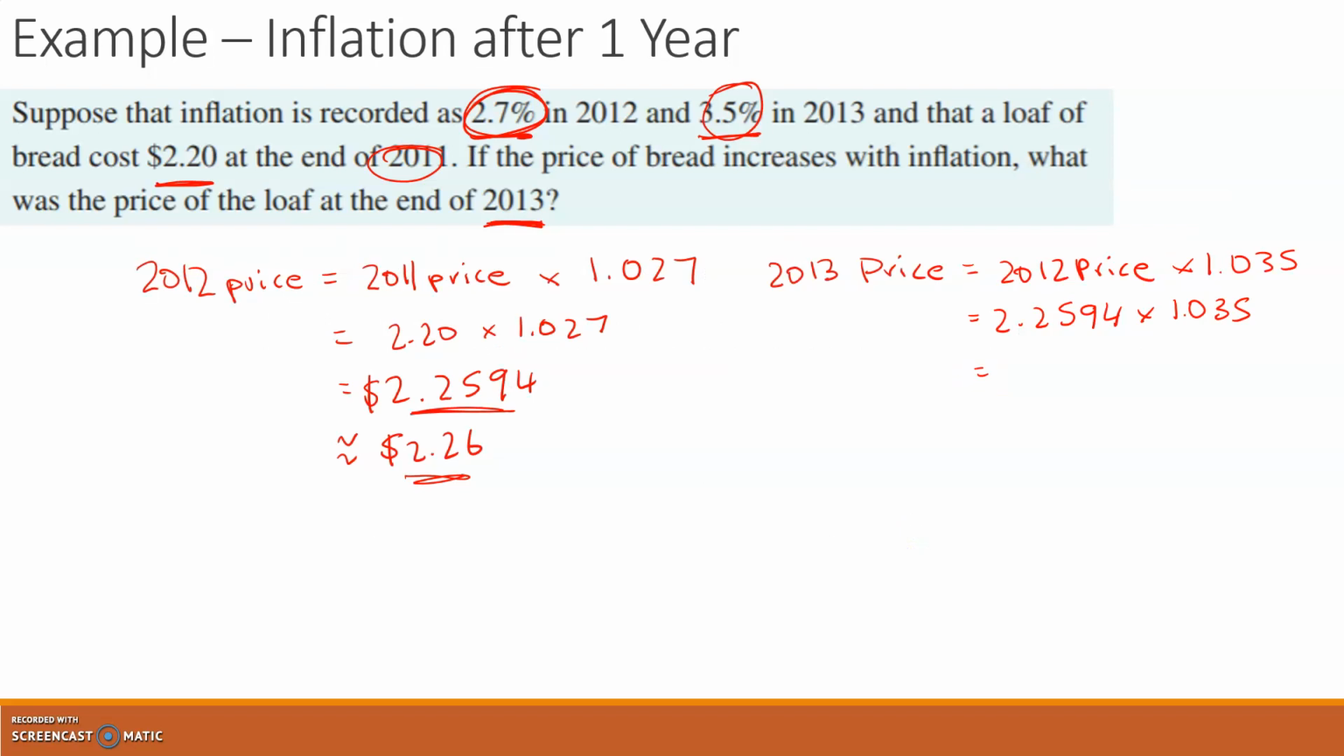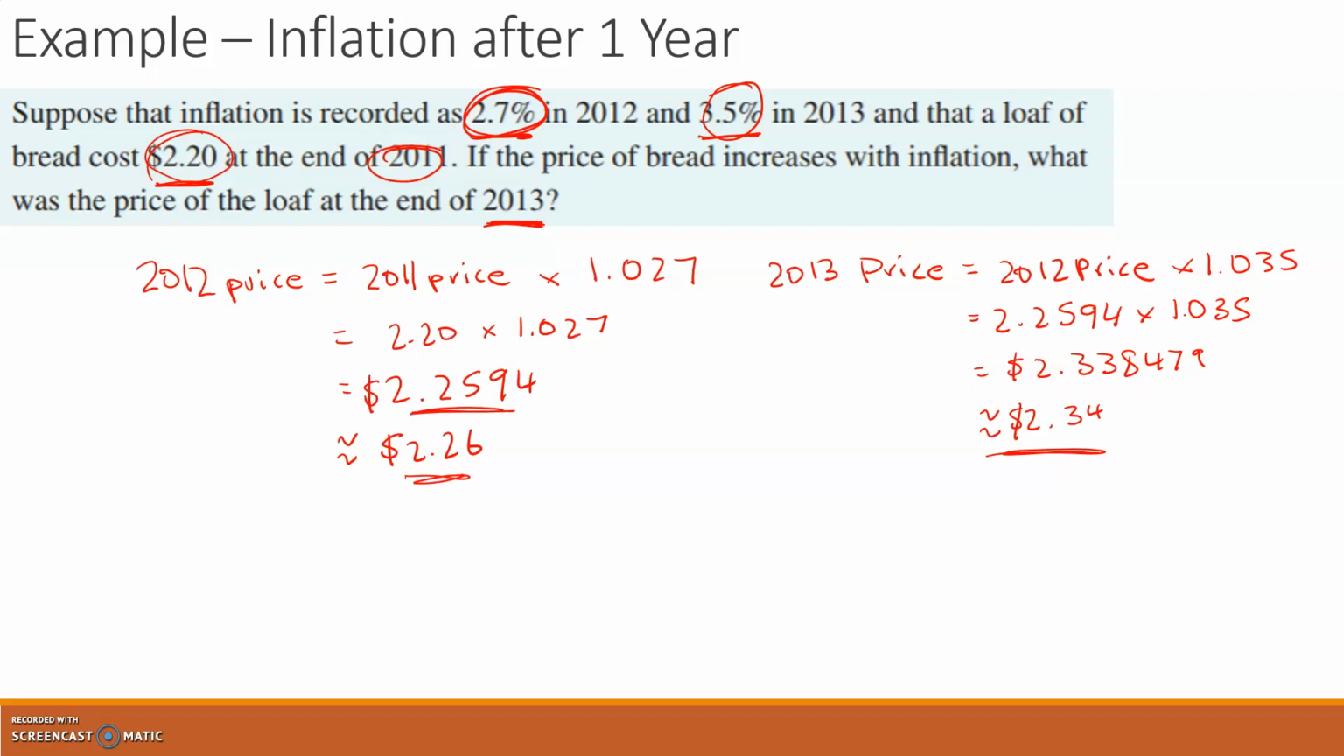2.2594 by 1.035. And the answer is 2.338479. Of course, I'm going to round this answer because it's a dollar value, and I don't need all those decimals. I just need roughly $2.34, rounding to 2 decimal places for the cents. So it was $2.20 in 2011, but now at the end of 2013, I'm seeing the price will be approximately $2.34.